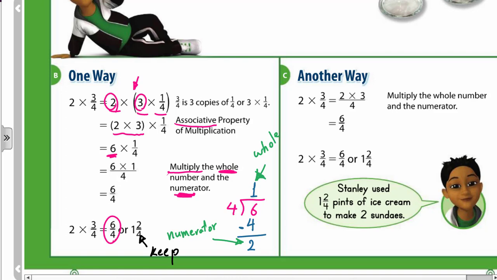And now let's move to the second way. The second way is directly multiplying the whole number and the numerator. So we multiply the whole number and the numerator. We will get the same answer, and we can convert it to a mixed number the same way. So the answer here is 1 and 2 fourths. Okay, now my heroes, let's move down.